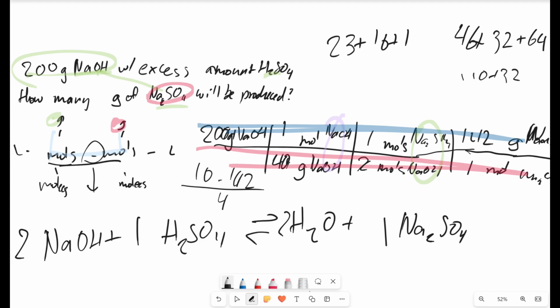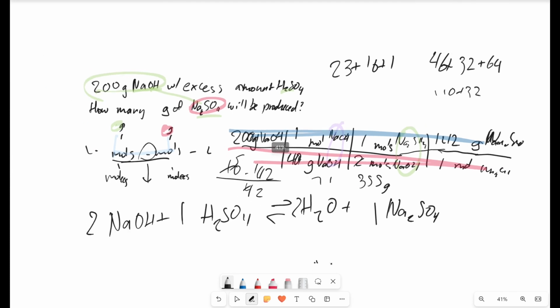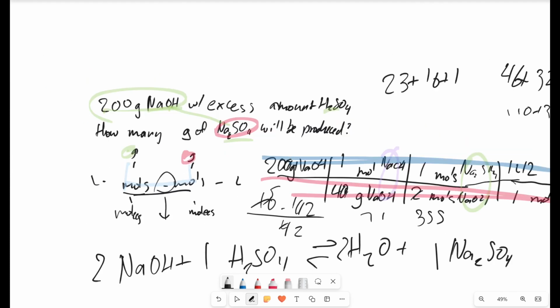That makes sense. Then we divide, something like 71 times 5, 355 grams of sodium sulfate. Okay, and there you have it. That's everything you need to know for stoichiometry. Good luck.